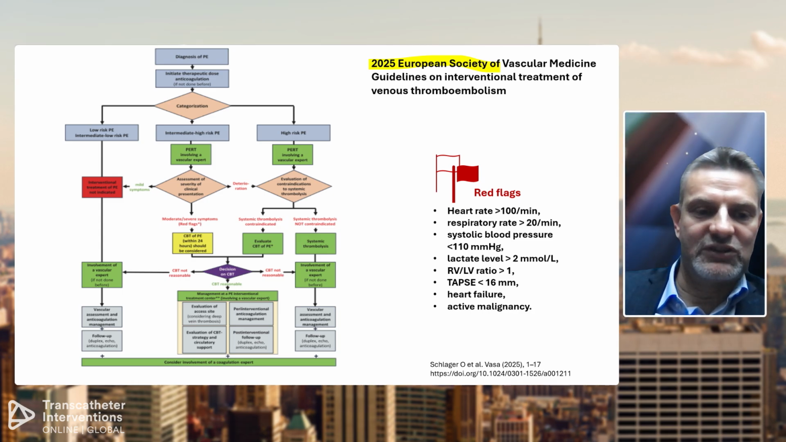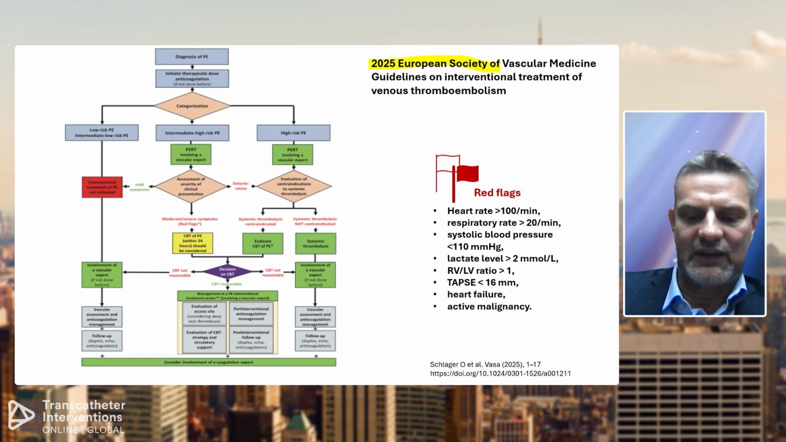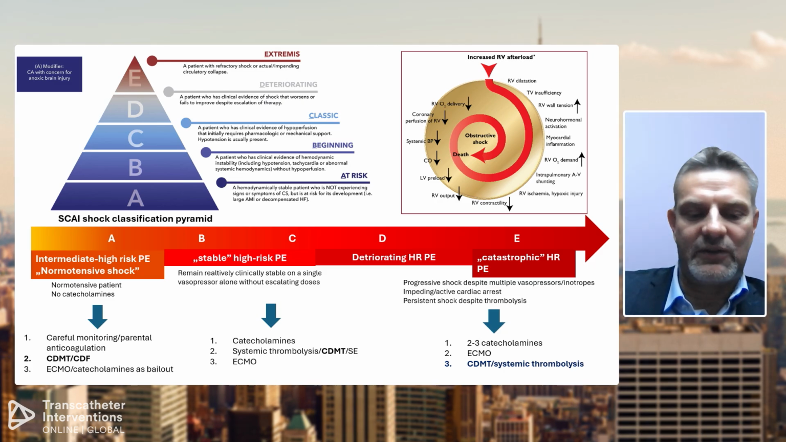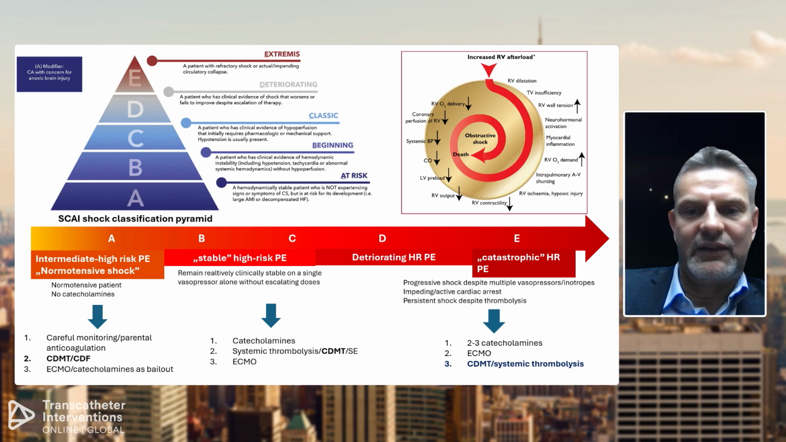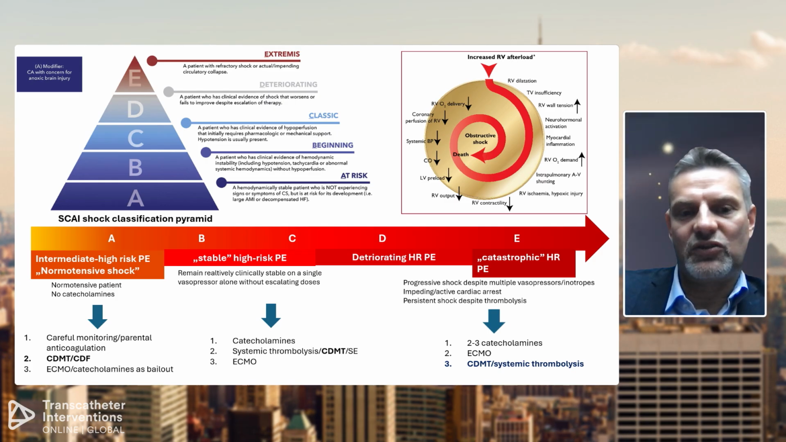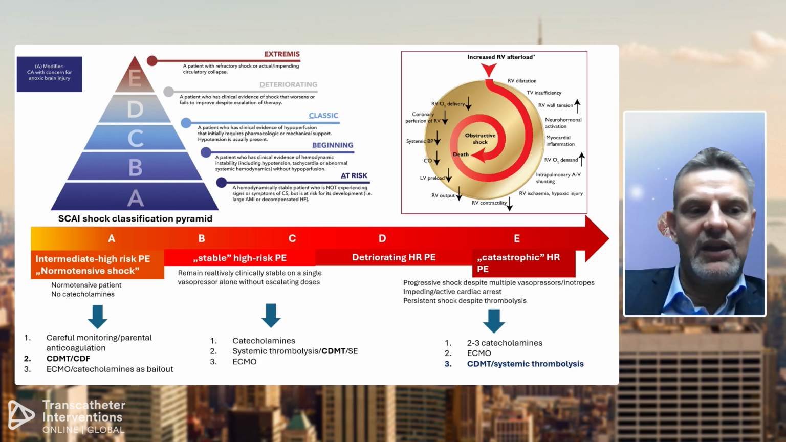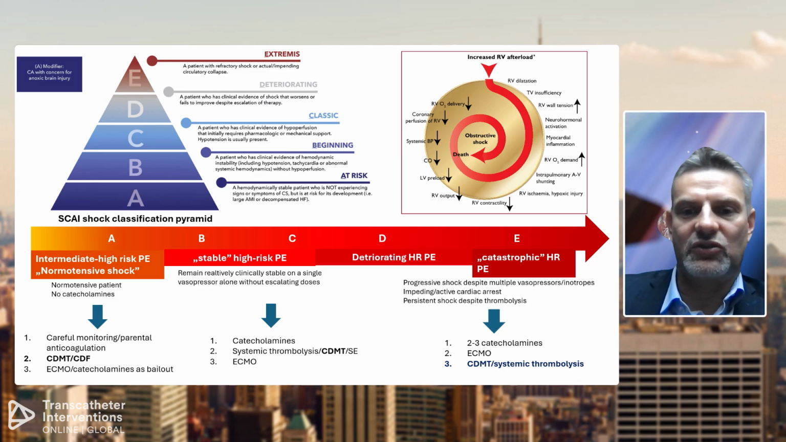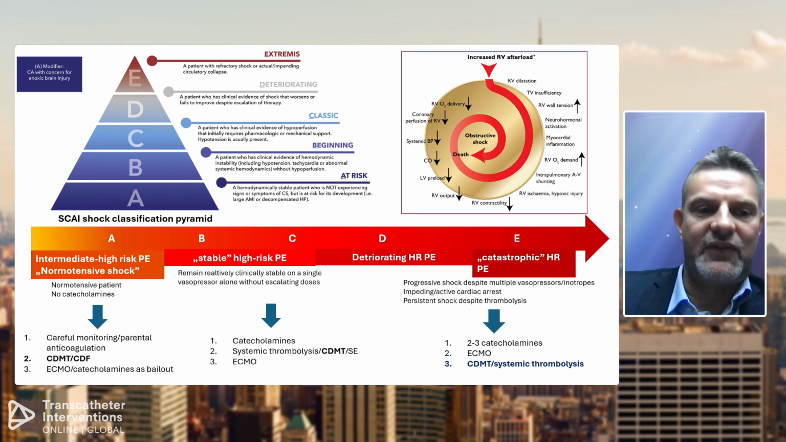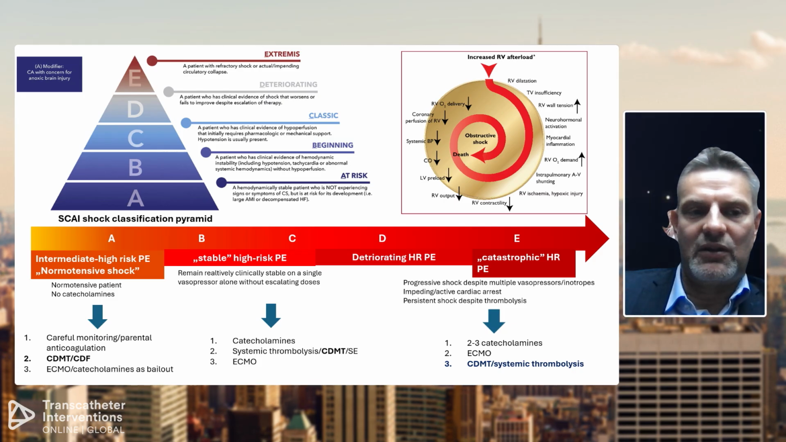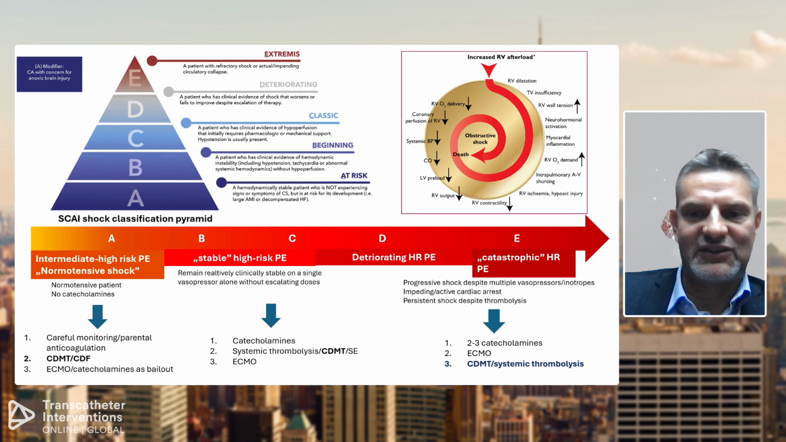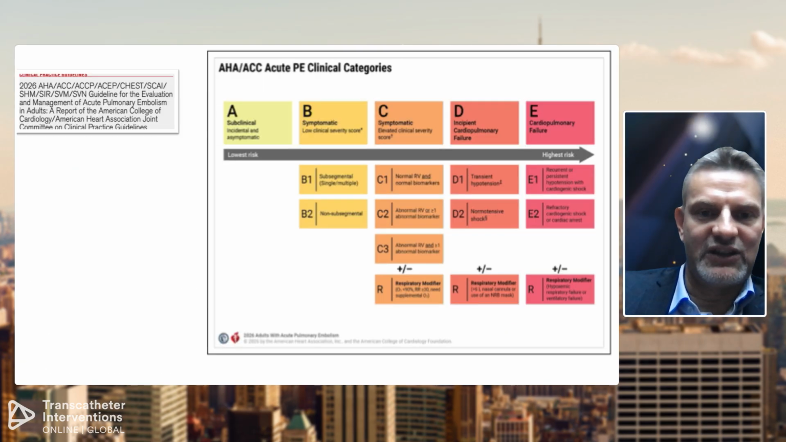We should consider treating this patient with interventions. Of course, this stratification is a continuum from cardiogenic shock, from, let's say, intermediate-high risk normotensive shock, to catastrophic PE. This is a continuous line, and I think the SCAI shock classification pyramid is much more useful in the evaluation of these patients than the classical stratification according to ESC.